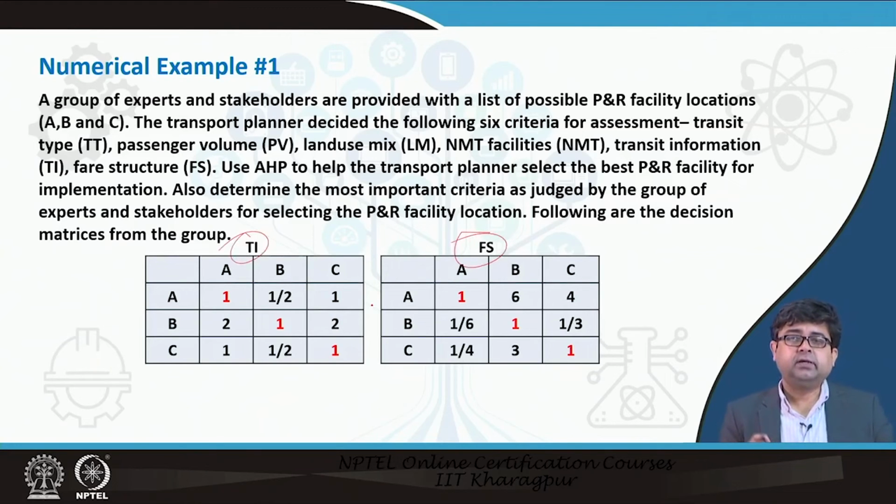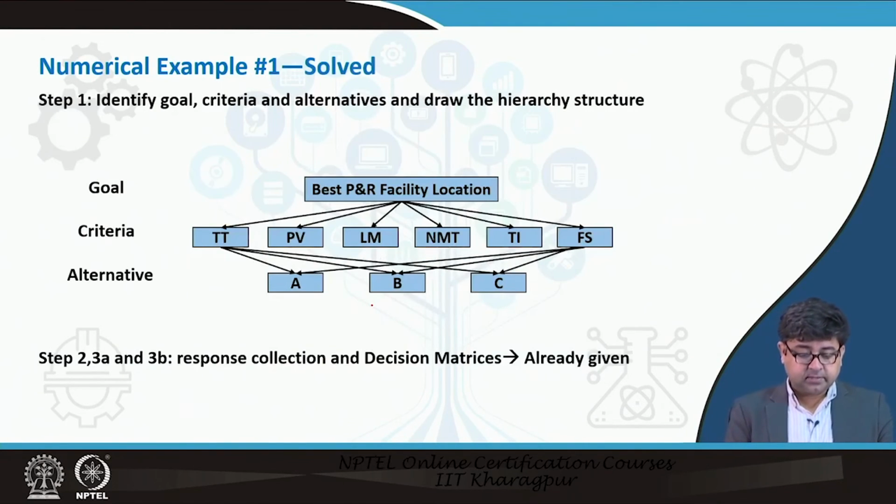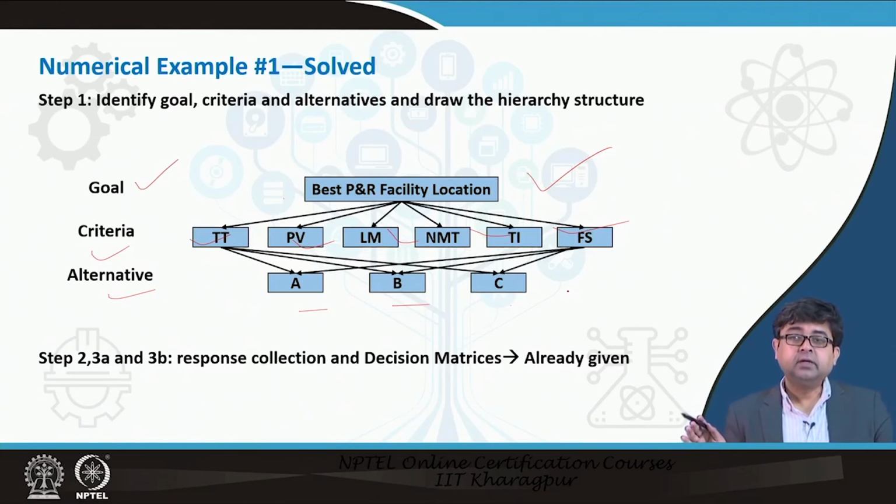So, all of these have been given to you for simplicity's sake, but remember, these have to be developed from the questionnaire survey that you have done with the experts and the stakeholders already. Once you have developed these, you now know that your goal is to select the best park and ride location. You have 6 criteria, and your alternatives are 3 sites.